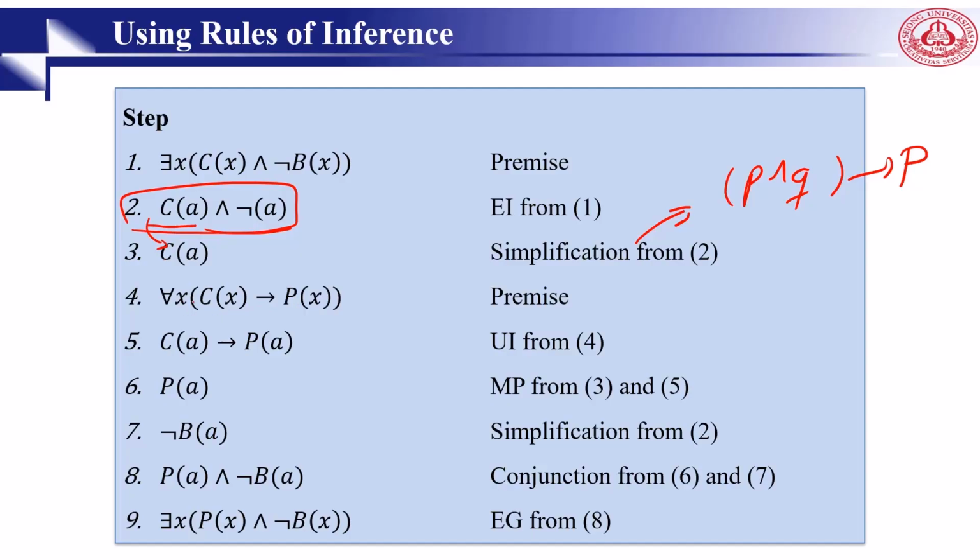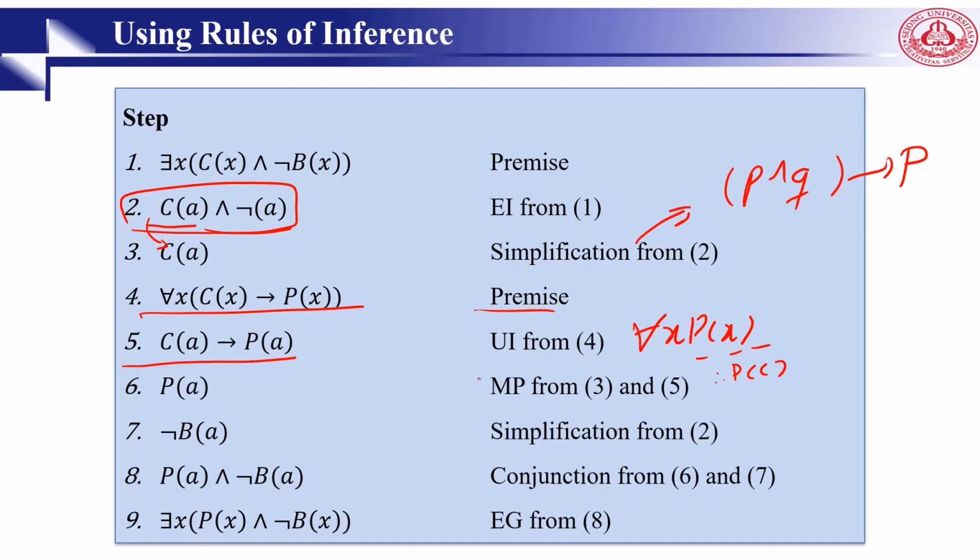It means all students in the class successfully passed the course. This is our premise, right? So using UI, which says for all x, p(x), then what? p(c). Okay, c(a) implies p(a). It means a is a member in the domain of x. If all passed, a also passed. Then from this one, we can come to p(a).